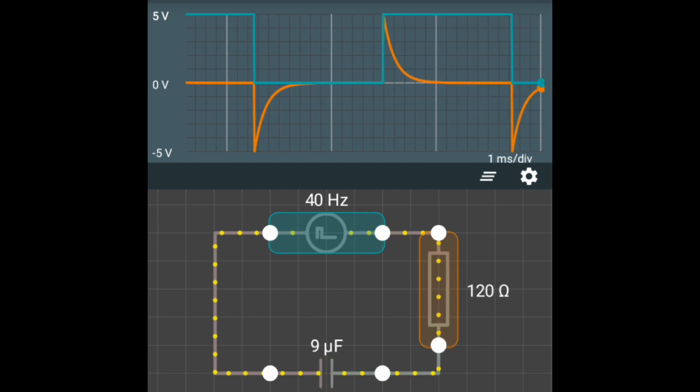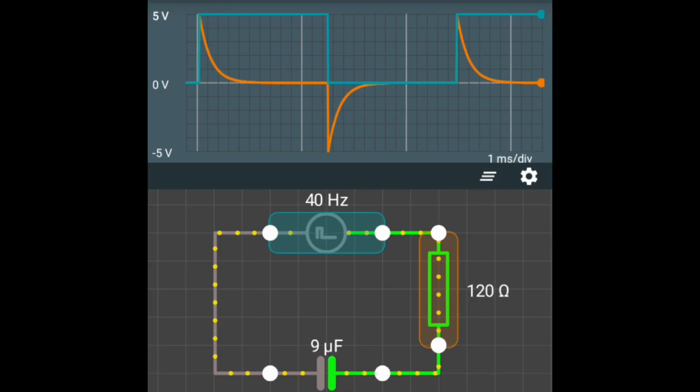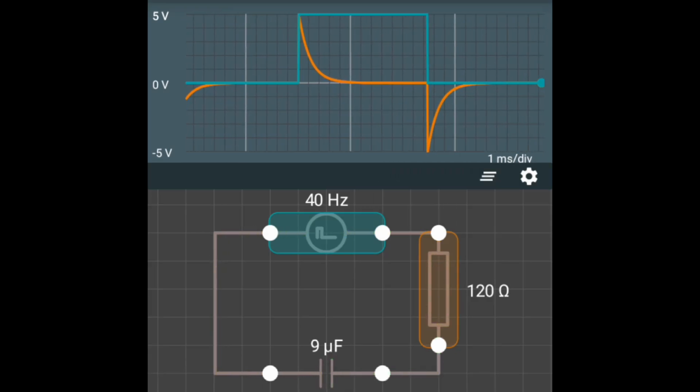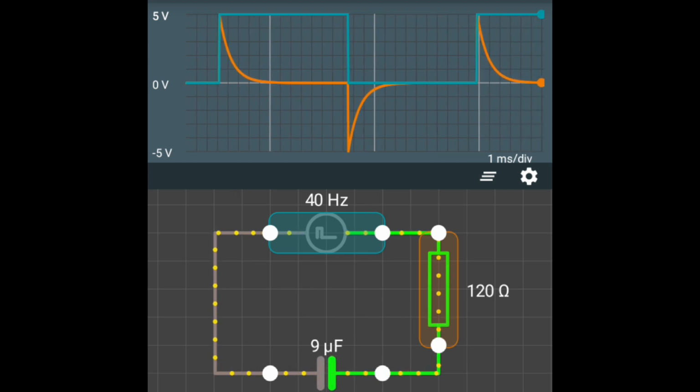When the input voltage remains constant at a high level, the capacitor blocks DC current after charging. The current flow drops to nearly zero, and the output voltage returns to zero.